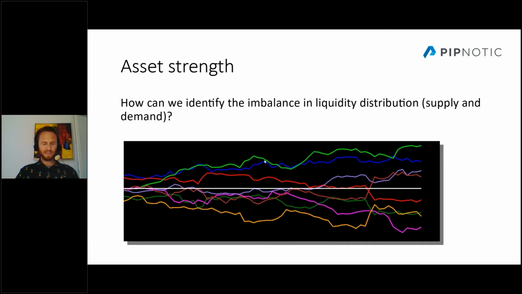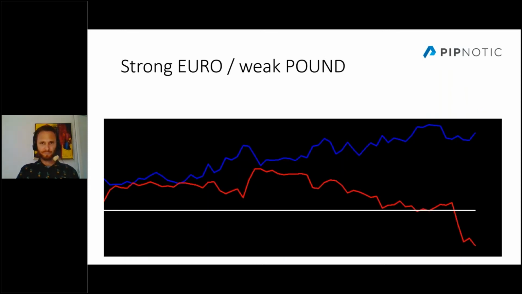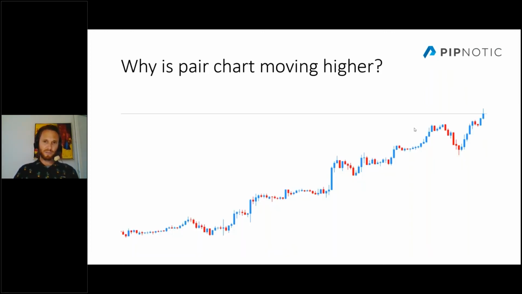But when you see very clear asset strength divergence, in the form of the Swiss franc or the euro crossed with the Australian dollar, then you know that there's going to be a very clear trend in place on a price chart. Okay, so if you look at this, why is this currency pair moving higher? Well, if we look at the differences in strength between these two currencies, you can see very clearly here we have a very strong euro and a weak British pound. So we have this pair which is crawling higher.